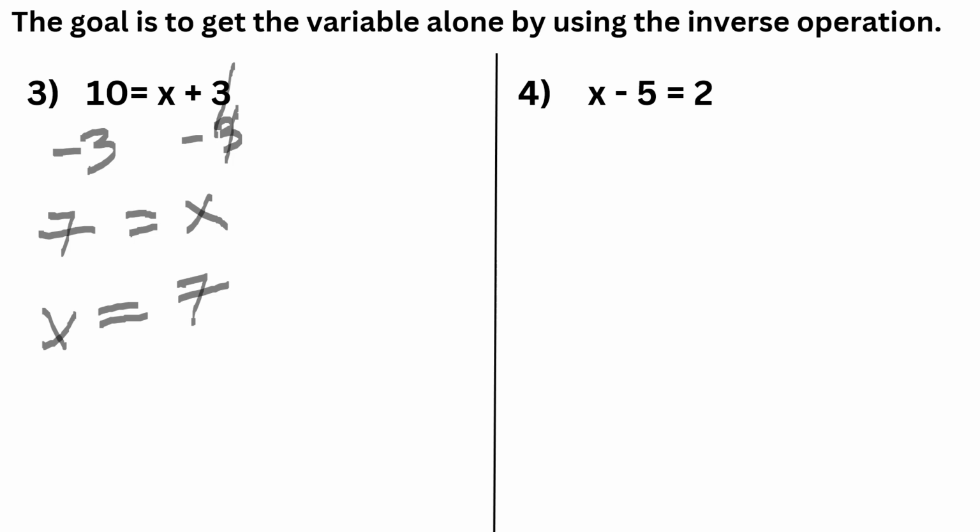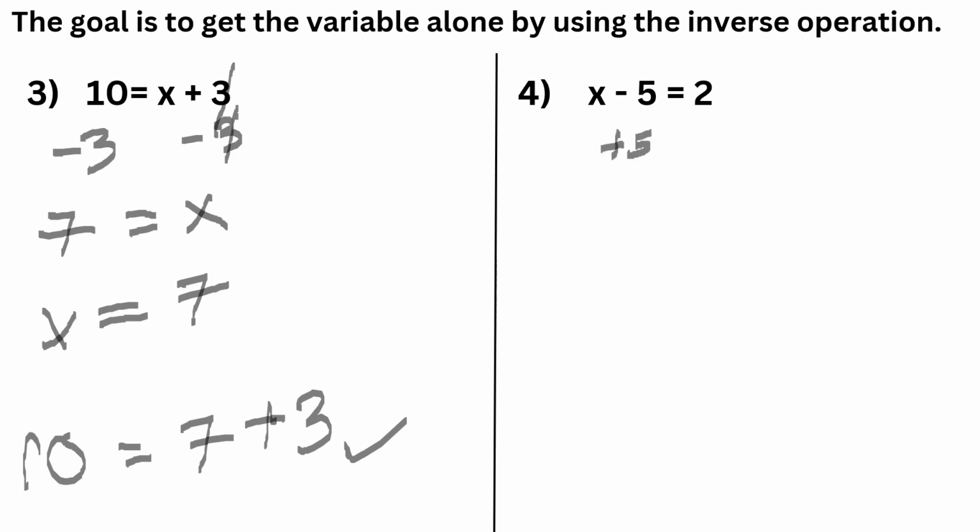So how do we check our answer? 10 is equal to 7 plus 3, and that's correct. So moving on to the last example, we have x minus 5 equals 2. So we want to know what x is. So we have to do the inverse operation, plus 5 on both sides. So the 5 cancels out this 5. So x is going to be 2 plus 5, which is 7.